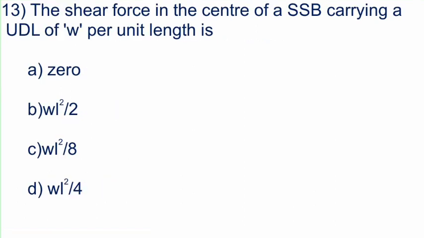13th question. The shear force in the center of a simply supported beam carrying a UDL of W per unit length is: option A 0, option B WL square by 2, option C WL square by 8, and option D WL square by 4. And the answer is option A 0. The shear force in the center of a simply supported beam is 0. Why is it 0? The shear force changes its sign at the center. So at this point, the bending moment will be maximum.